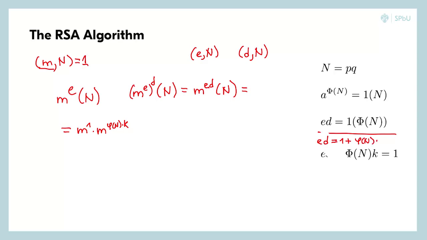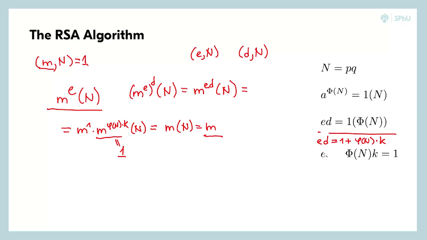Phi of N here multiplied by some integer. And again, all this we have modulo N. Now, this thing here equals 1 because of, let's recall, Euler's theorem. And what we have left is message M modulo N, and it is exactly M since M is less than N. So we have encoded, and here's our encoded message, and we decoded it back, and here is our decoded message.